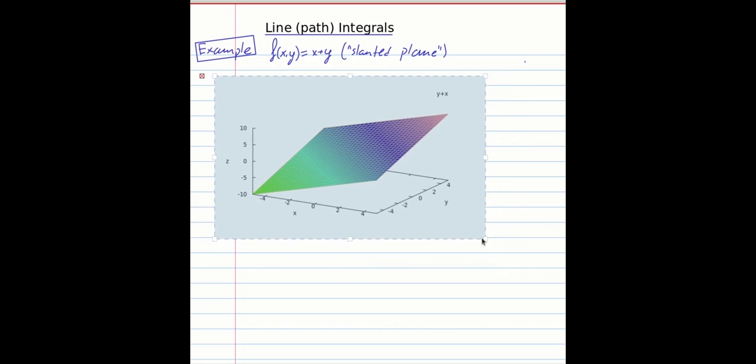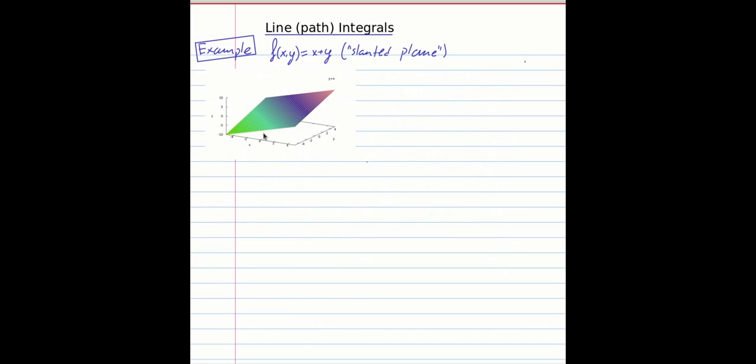So let's start with a small example. In this example we're going to talk about the function f of x, y, which is equal to x plus y. So basically this is a slanted plane, and if you want to visualize it using a computer you can do that. You will get something like this. Okay, so this is a slanted plane, and we're going to consider y equals x squared, which is usually called a parabolic cylinder.